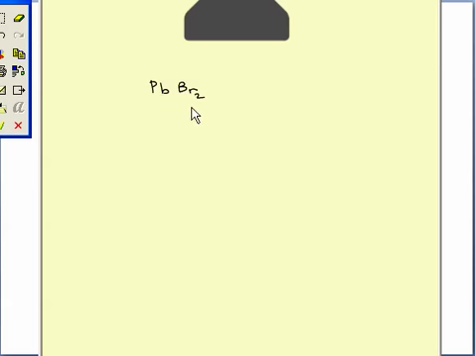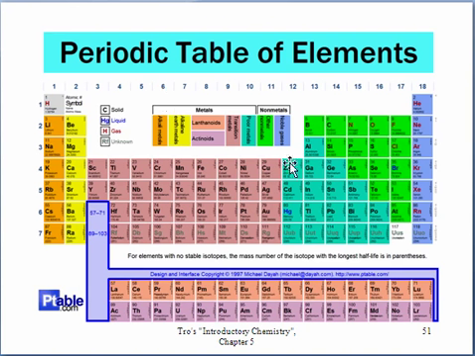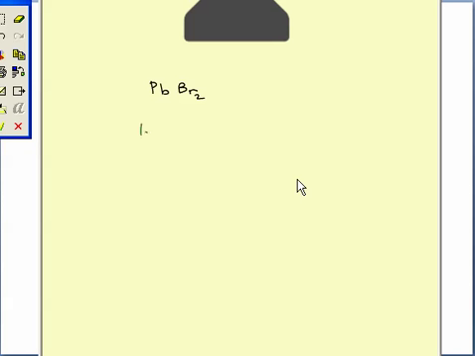Okay, so now let's write down what I know. First we find Pb on the periodic table. Here it is, and its name is lead. So I write what I know, lead bromide. Now because this is what your book calls a type 2 metal, I've got to say what the charge is, because it can have several different charges, and if it has a different charge, its formula is going to be different. So we need to write down what the charge is.